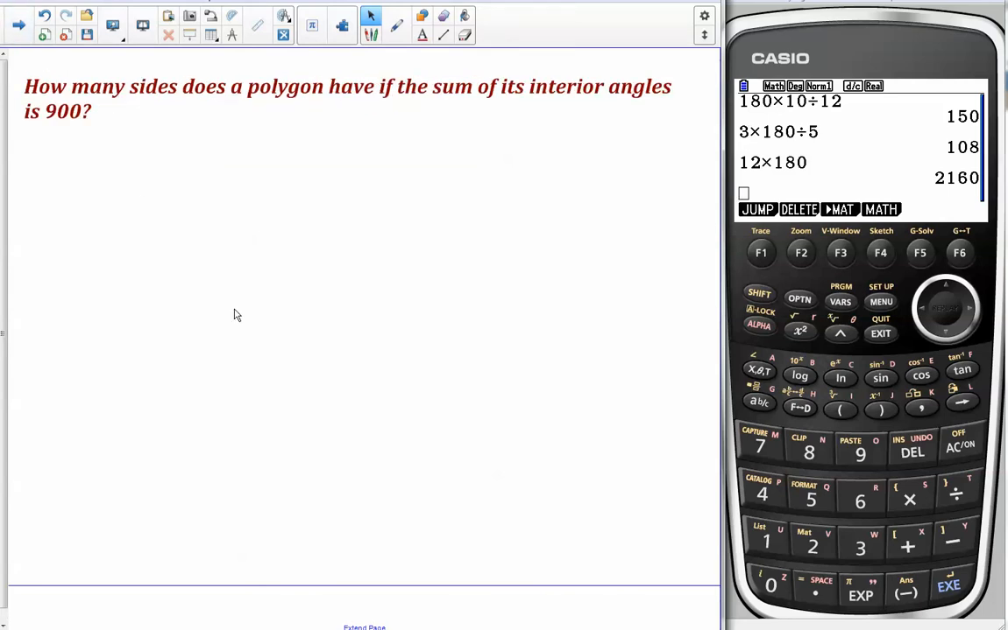How many sides does the polygon have? The sum of its interior angles is 900. Well, all you're going to do on this is n minus 2 times 180, and there are not too many shortcuts for this. It's equal to 900. So what I'm going to do is just divide by 180.